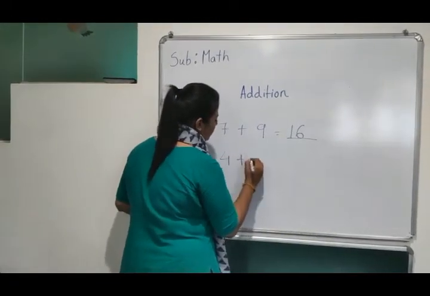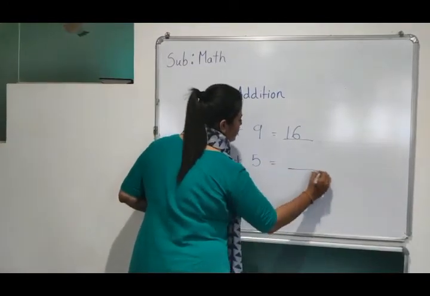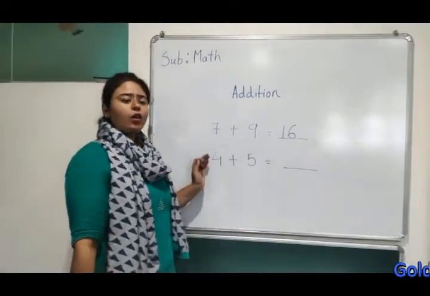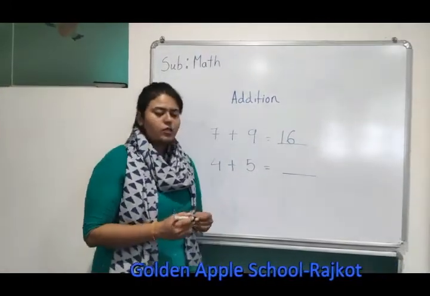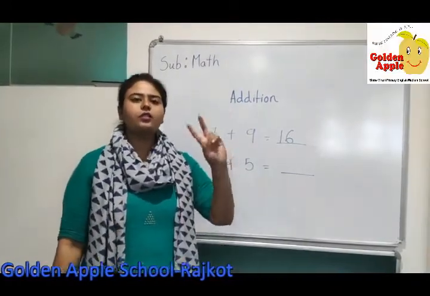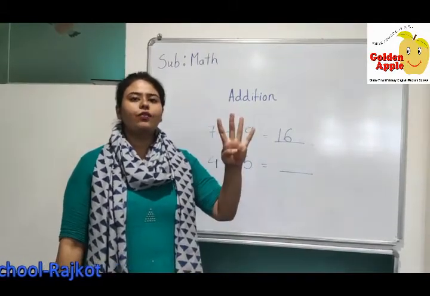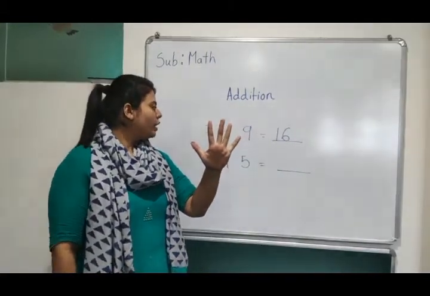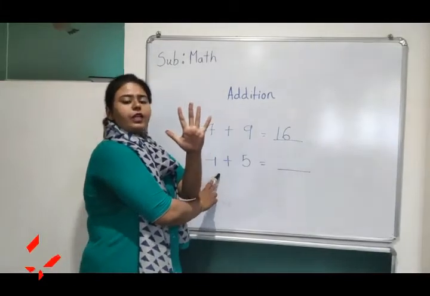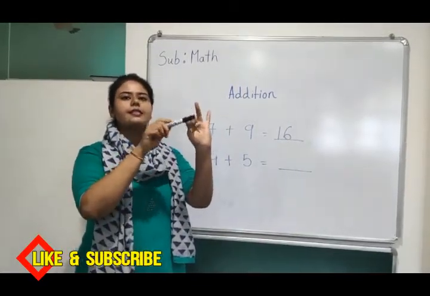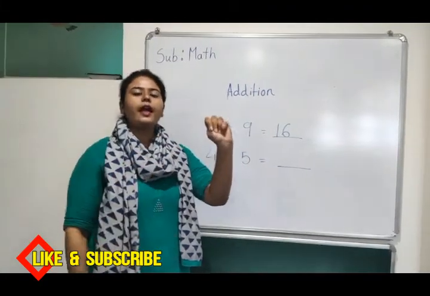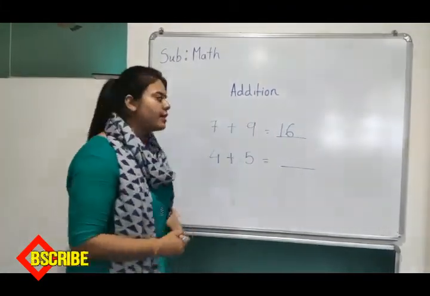Now next is 4 plus 5. So now I will not count 4. I will directly count 5. Like this way, 1, 2, 3, 4, 5. Okay. So after 4, which number will come? After 4 will come 5, 6, 7, 8 and 9. So our answer is 9.